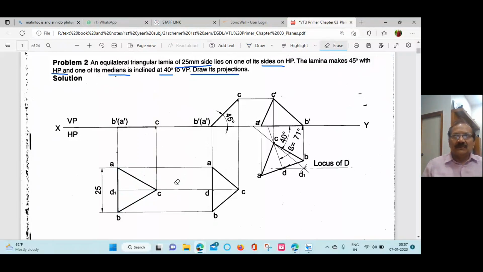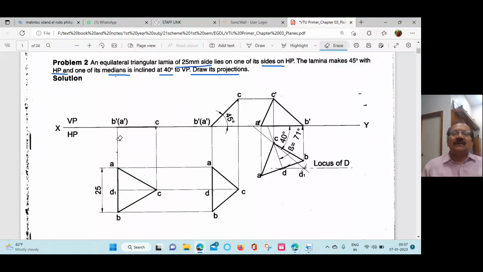So for the HP, the surface is inclined. For VP, the median is inclined. In the previous problem, the edge was inclined to VP. Here, the median is inclined to VP. This median inclined to VP makes a big change. Because of that, we have to find out the beta angle, one more angle in the third position. We'll understand why and how.